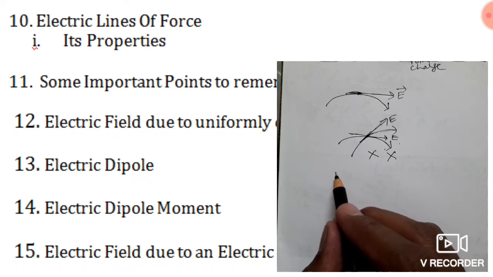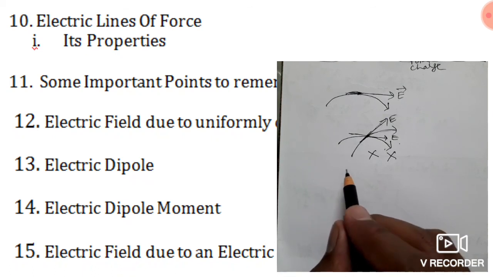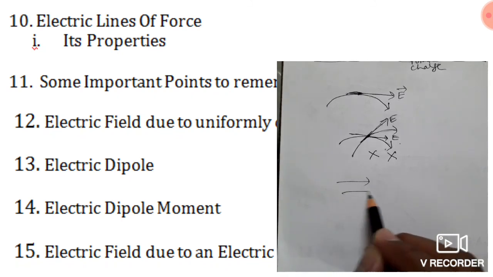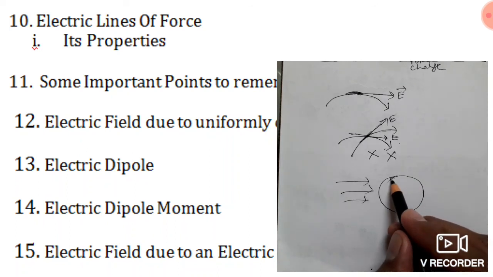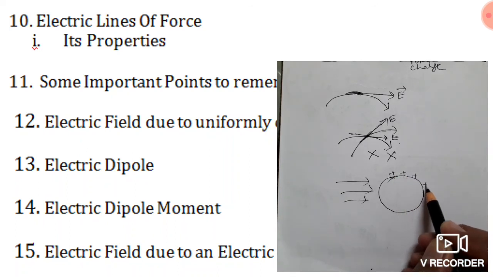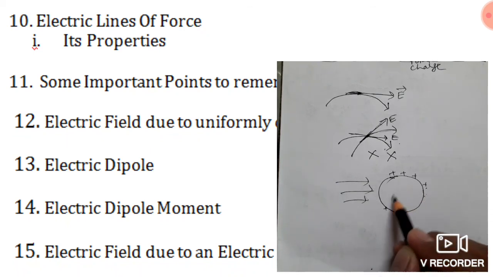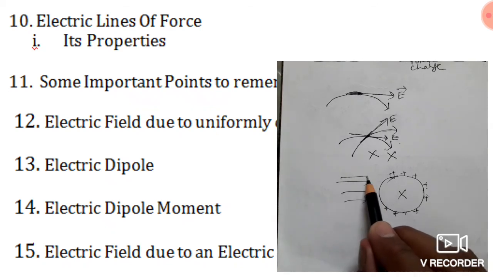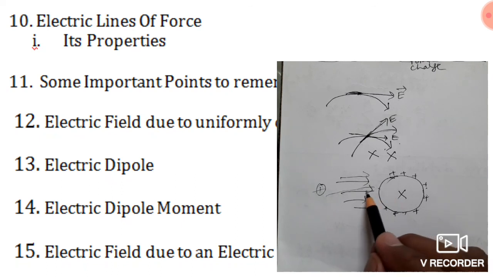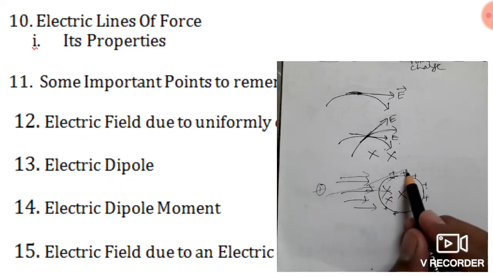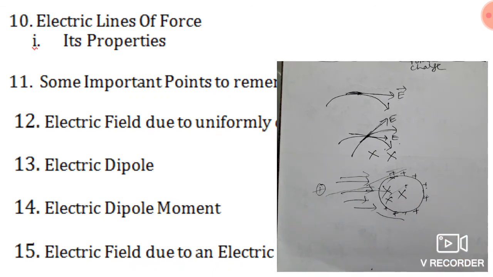One more important property, property number 4 of lines of force, is that lines of force never pass through a conductor. Let us consider a conductor. In case of a conductor, charges always reside on the surface of the conductor. There is no charge inside the conductor. Charges always reside on the surface of the conductor. If these lines of force are coming from a charge, these lines of force will never pass inside the conductor, they will always flow outside. They will never pass through a conductor. So this is another property of lines of force.